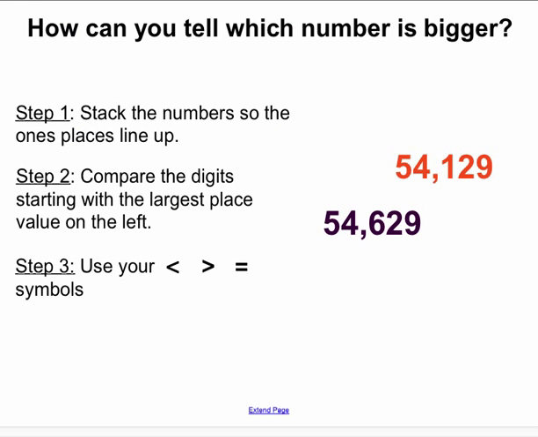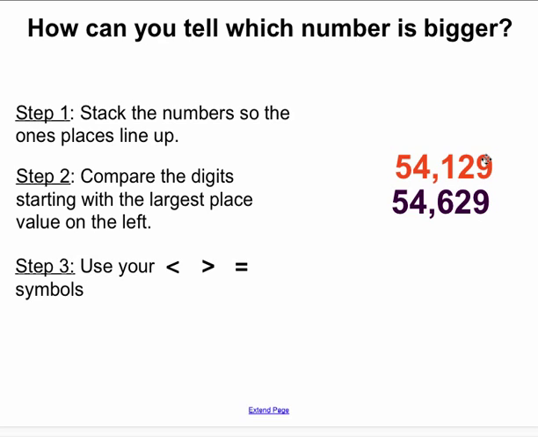How can you tell which number is bigger? We have two numbers. There's one written in orange, 54,129, and one written in purple, 54,629. I want to figure out which of these two numbers is bigger. Here is a list of steps that can help you when you're comparing numbers. Step 1 says stack the numbers so the ones places line up. Stacking means I'm going to put these numbers on top of each other.